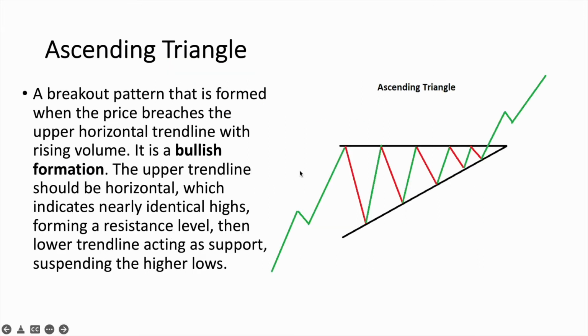The ascending triangle is a breakout pattern that is formed when the price breaches the upper horizontal trend line with rising volume. It is a bullish formation. Now look at it. This is the upper horizontal trend line and it connects the what? The highs. See where the breakout happened. Once price breaks out of this horizontal line, which is the resistance line, then we know that there is a breakout and we can make our entry. Prior to that, we have to consider other confluences.